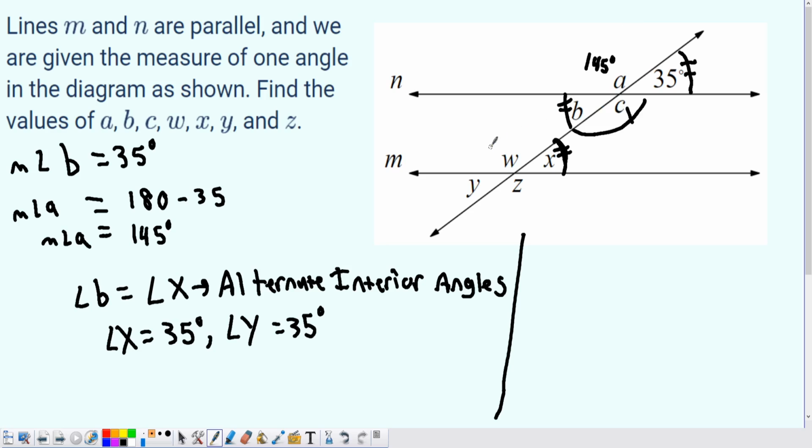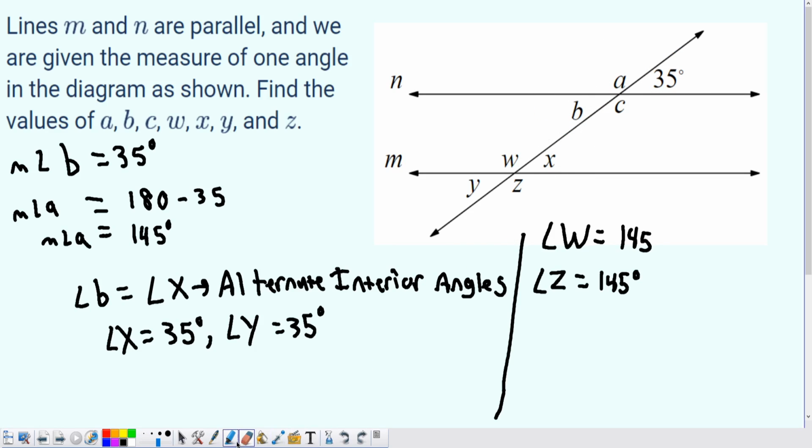So C and W are alternate interior, so therefore W must be 145. And W and Z are vertical angles, so they must be 145 as well. And that gets you every single angle measure on there.